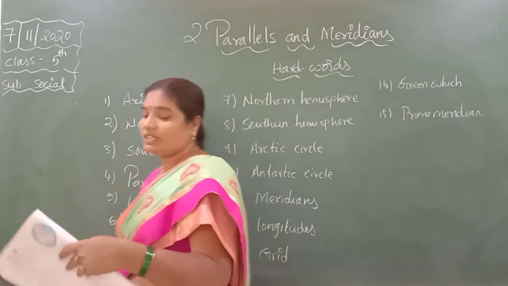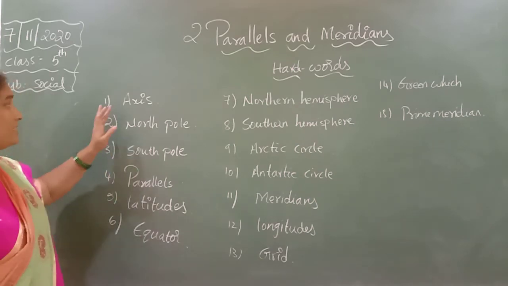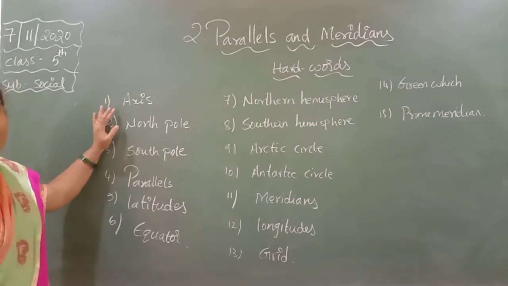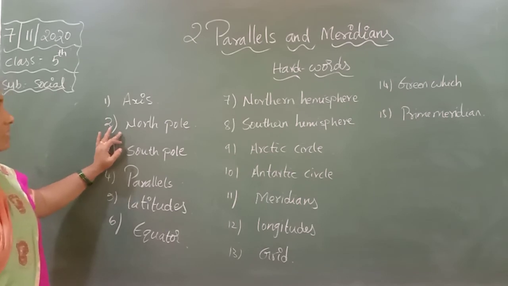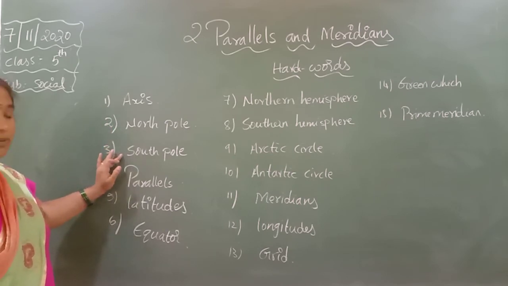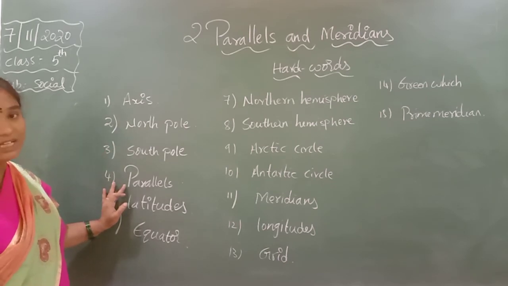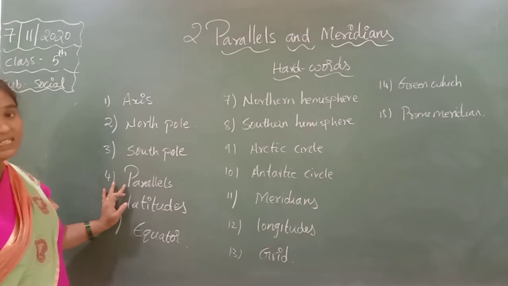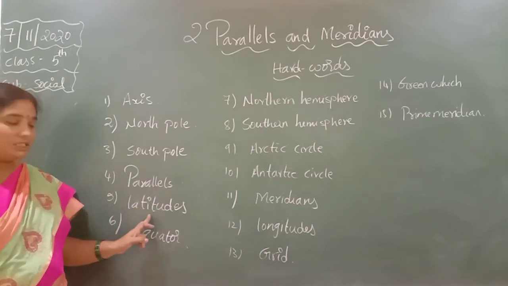Okay, now children. These are the hard words. Once again, we'll read the hard words. Axis. The earth spins on its axis. It indicates the north and the south pole. North Pole is towards the north, and South Pole is towards the south. Parallels. These are lines that run from east to west. Parallels do not meet each other. They are a set of circles drawn on the earth's surface. Parallels are also known as latitudes.